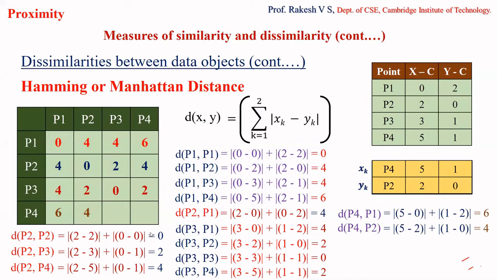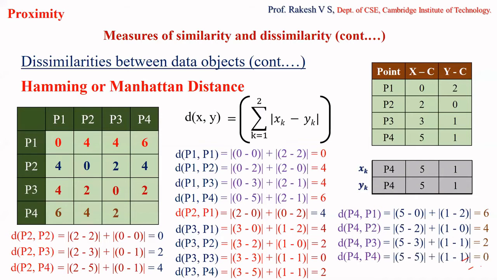Now I'll consider P4 with P3. So P4 with P3, xk value is 5, 1, yk value is 3, 1. So I'm going to consider 5 minus 3 plus 1 minus 1, which is nothing but 2. And then lastly, I have P4 with respect to P4. Here, xk value is 5, 1 and yk value is also 5, 1. So it is nothing but 5 minus 5 plus 1 minus 1, which is equal to 0. Okay, so I'll tabulate 0.